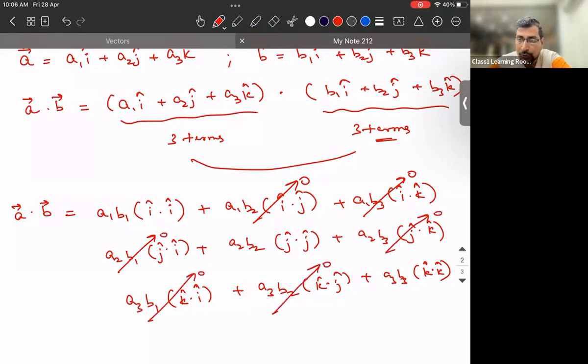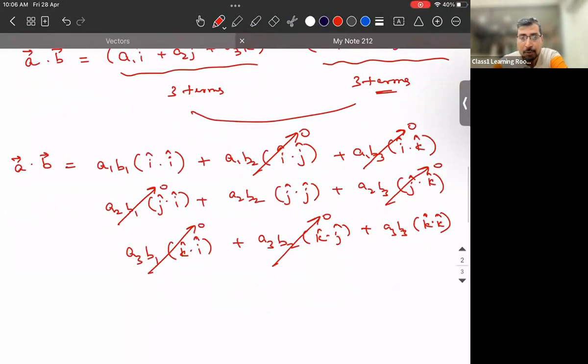So what are you left out with? You're left out with A1 B1 into I cap dot I cap, A2 B2 into J cap dot J cap, and A3 B3 into K cap dot K cap. So what will the answer be? A1 B1 into I cap dot I cap is 1 plus A2 B2 into J cap dot J cap is also 1 plus A3 B3 into K cap dot K cap is also 1.